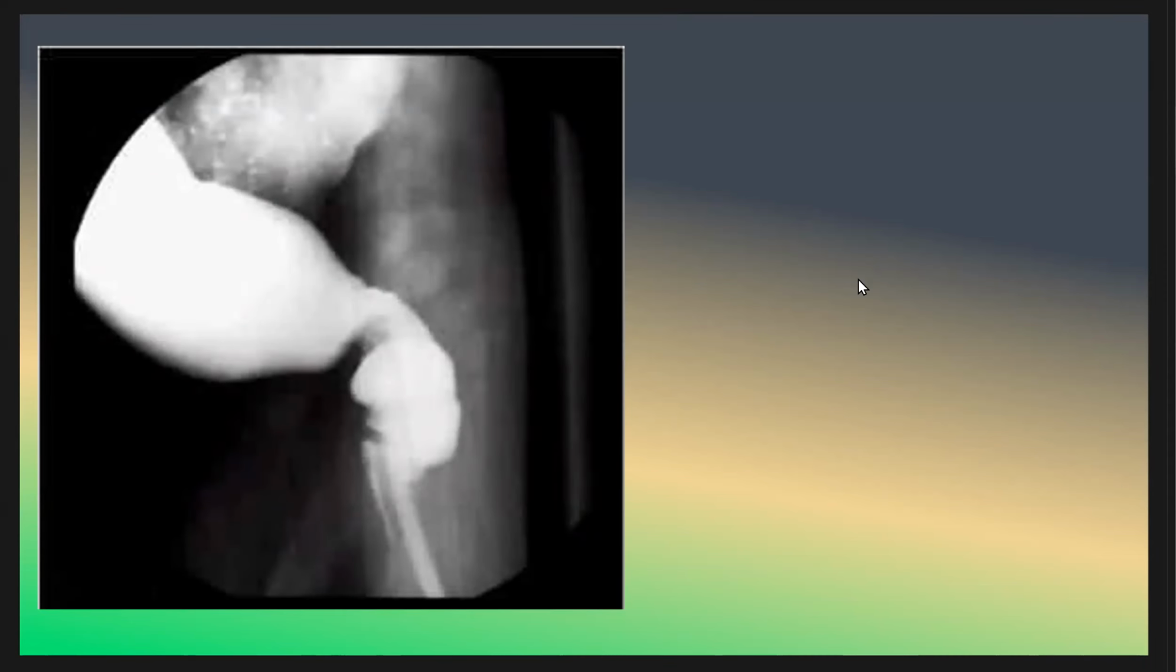This patient has constipation, and what do you think the patient has? We have narrowing here, and this is a classic case of Hirschsprung's disease.